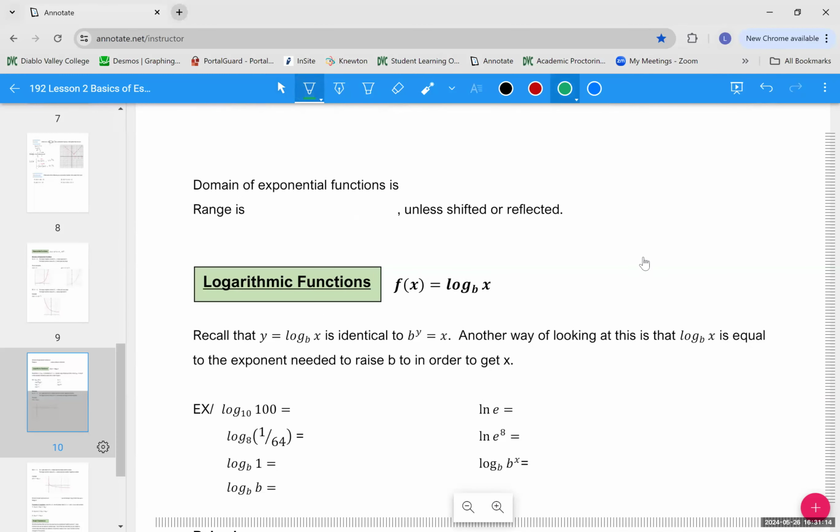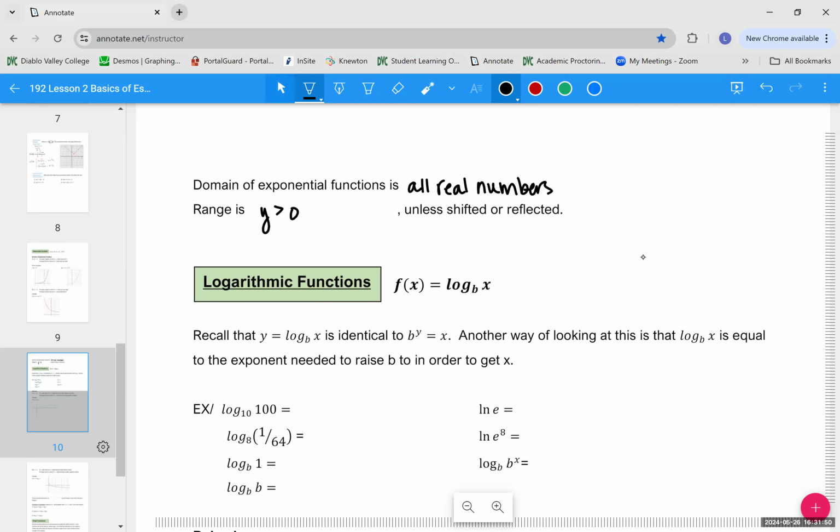And then thinking about domain. Is there anything that you cannot plug in to y equals b to the x? Is there any number that cannot be an exponent? No, there's no restriction. So the domain is all real numbers. And as long as you have just a basic y equals b to the x, the range will be all positives, unless it's shifted or reflected or something like that. And you can never get a negative number out of raising a positive number to a power.